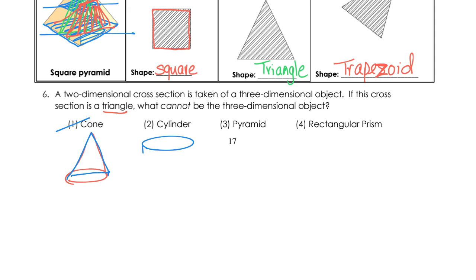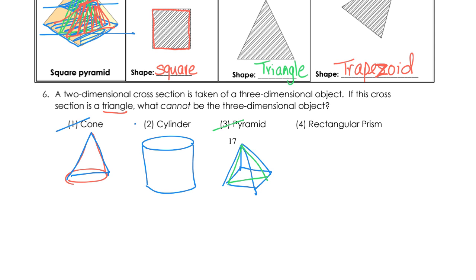All right. Our cylinder, if you can think about how to slice a cylinder to get a triangle, I can't. So I'm going to hold off on that one. I might think that's the answer. If we take a pyramid, we just talked about it. If you go straight down from the apex of a pyramid, you guys can see that a pyramid has a triangle shape in it. So a pyramid is possible.